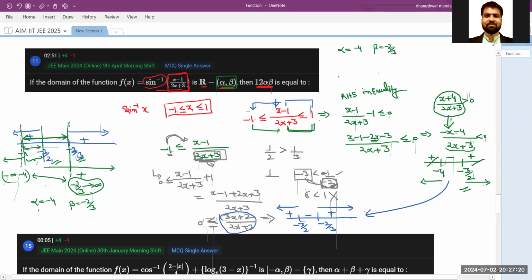Then now what is the condition? 12 times minus 4 multiplied by minus 2 by 3. If I multiply here, and multiply the minus signs, then it will be positive. And 4 times 4 is 16, times 2 is 32. It means the answer of this question is 32. Is this clear to everyone?